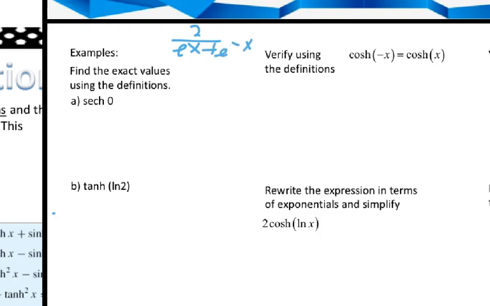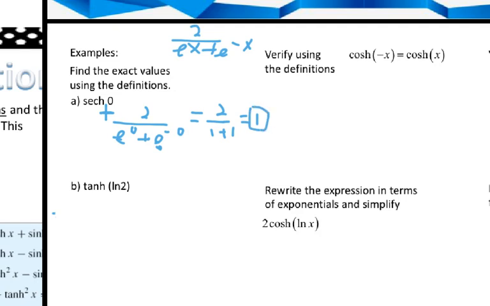So what we're basically going to do is substitute into that. We're going to take the 0 and plug it in everywhere there's an x. So I would have 2 over e to the 0 plus e to the negative 0, and we know that 0 can't be negative. So e to the 0 is 1, and e to the negative 0 is 1, right? So we have 2 over 1 plus 1, or 1. And so sech of 0 is 1.